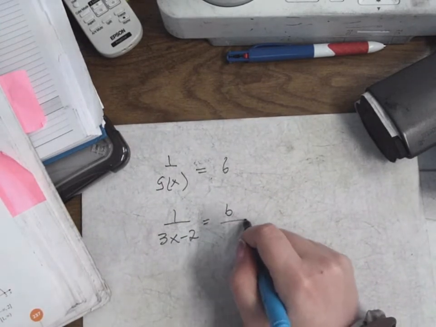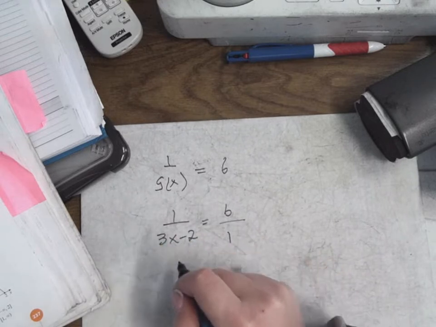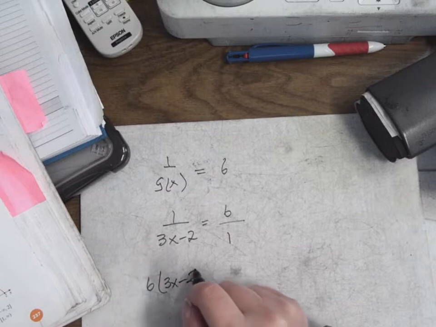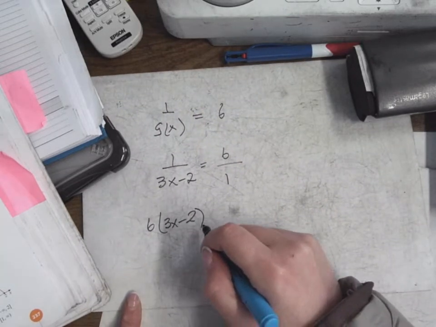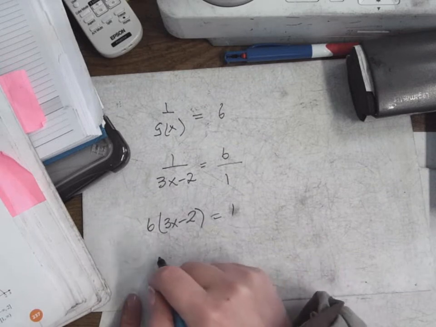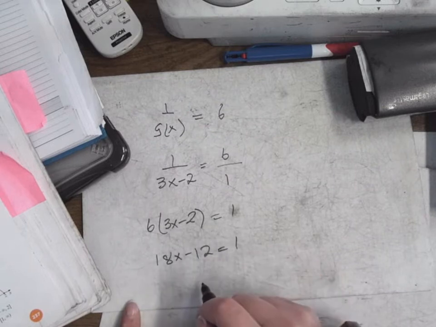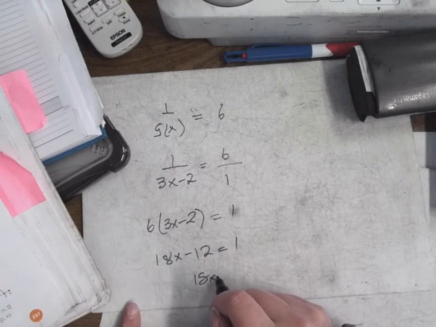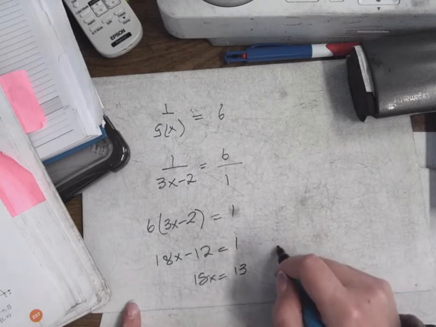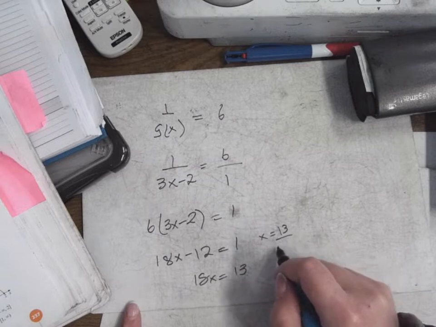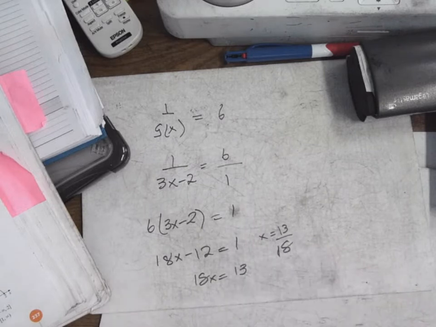Cross multiply, right? Put the 6 over 1 and cross multiply. So it's 6 multiplied by 3x minus 2 equals 1. Multiplying out, that's 18x minus 12 equals 1. 18x equals 1 plus 12, which is 13. Then divide by 18, so you get x is equal to 13 over 18. Is that right? Yes.